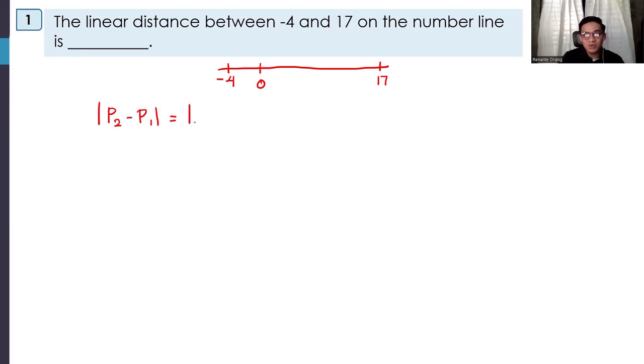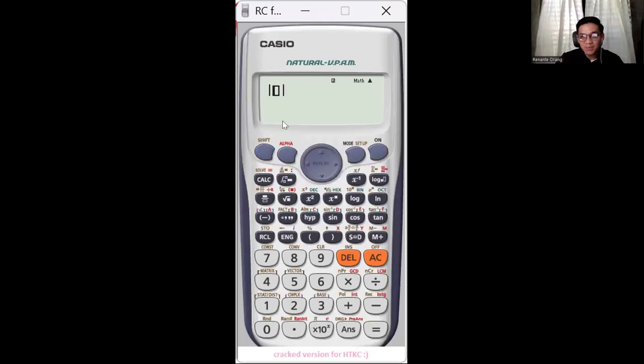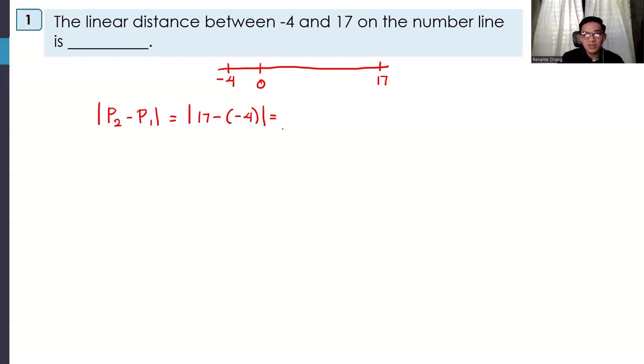So, input natin: absolute value of point 2, which is 17, minus our point 1, which is -4, and let's calculate this. We press shift, then the hyperbolic key to bring out the absolute value, then 17, minus, open parenthesis, -4, close parenthesis. That is equivalent to 21. Therefore, the distance between these 2 points is 21, and that is our final answer.